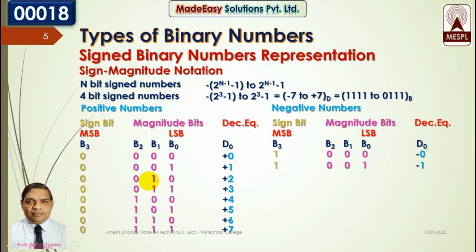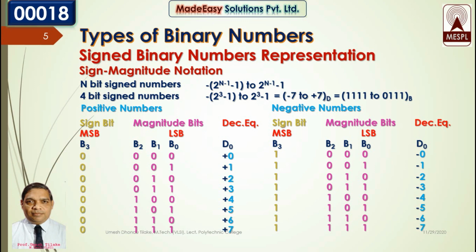The next is 010. So we will write 1010, that is minus 2. Next is 1011, that is minus 3. 1100, that is minus 4. 1101, that is minus 5. 1110, that is minus 6. And finally 1111, that is minus 7.